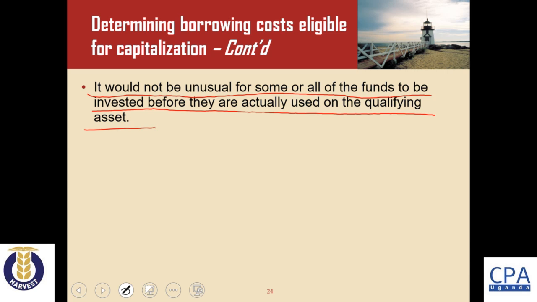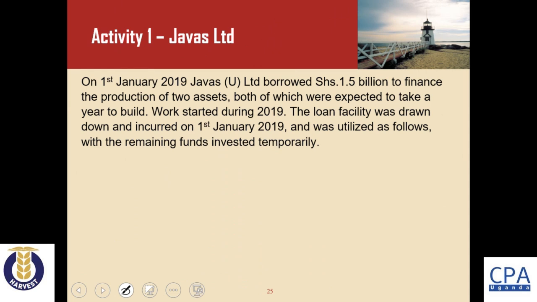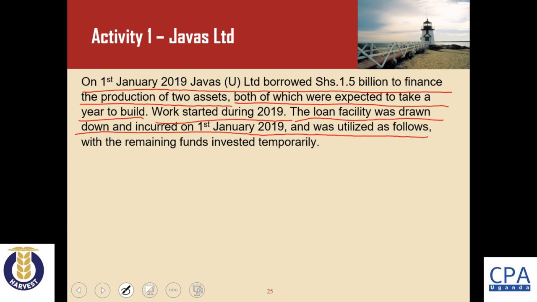Now we are going to support, of course, this particular discussion with an activity question. I'll just run through it, then I leave you to read through and understand the issues raised here. Now, they are saying that on 1st of January 2019, the company borrowed 1.5 billion to finance the production of two assets, both of which were expected to take a year to build. Work started during 2019. The loan facility was drawn down and incurred on 1st of January 2019 and was utilized with the remaining funds invested temporarily.